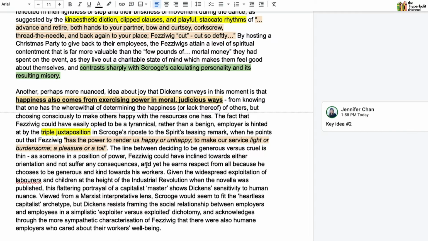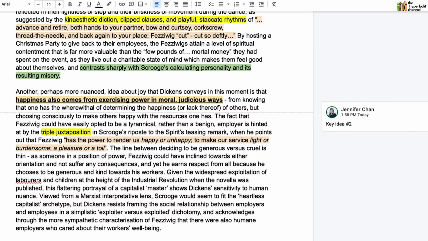And so the line between deciding to be generous versus cruel is thin. As someone in a position of power, Fezziwig could have inclined towards either orientation and not suffer any consequences. And yet he earns respect from all because he chooses to be generous and kind towards his workers.